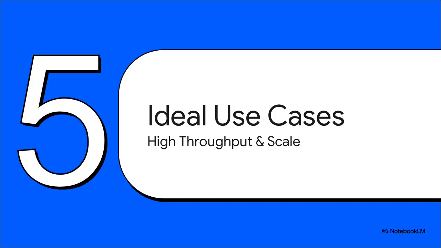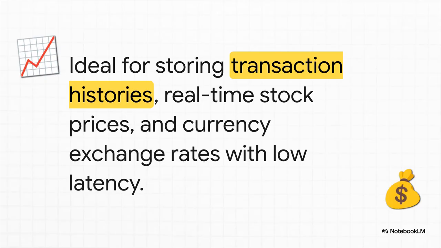All right, so we've seen how it works. Now let's talk about where you'd actually use it. What are the ideal scenarios where this killer combo of high throughput and massive scale really shines? Financial data is a perfect fit. I mean, think about storing every single stock trade that happens or every credit card transaction globally. You need to write a ton of data super fast and then be able to read it back with really, really low latency. Bigtable was practically tailor-made for this kind of workload.